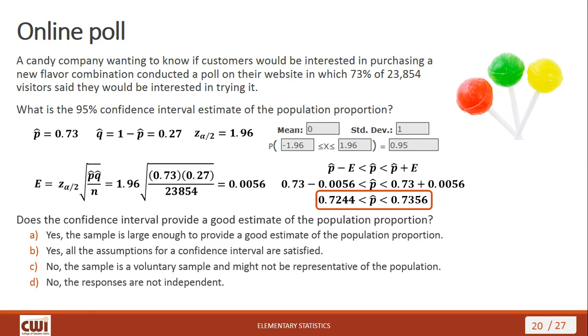So in answering this question, does the confidence interval provide a good estimate of the population proportion? We really need to ask ourselves first, what exactly does make a good estimate of the population proportion? What variables or factors do we need to pay attention to in order to make a good estimate of the population proportion? And we talked about those on the previous slide.